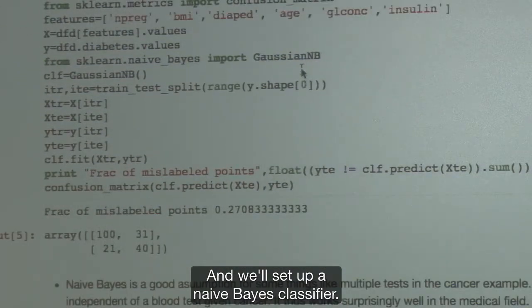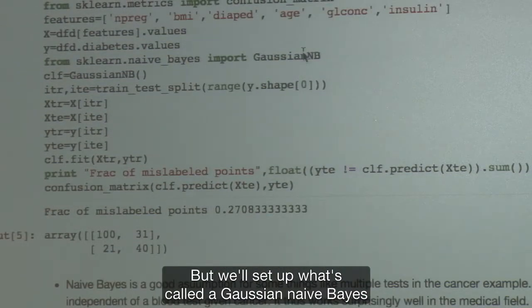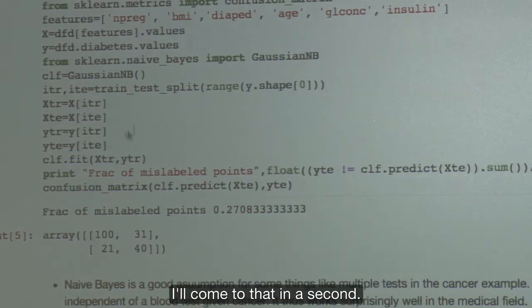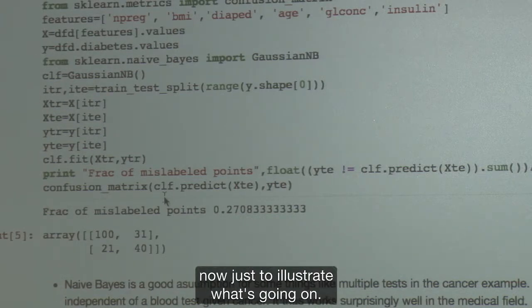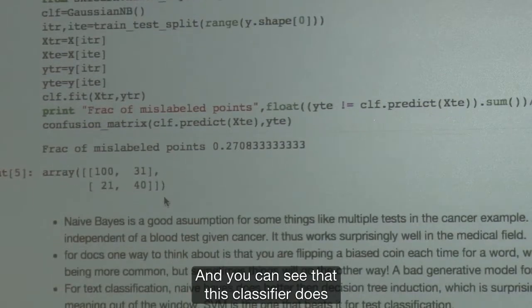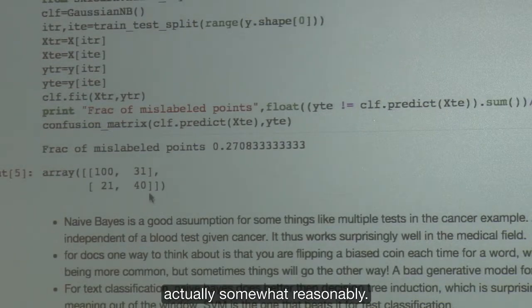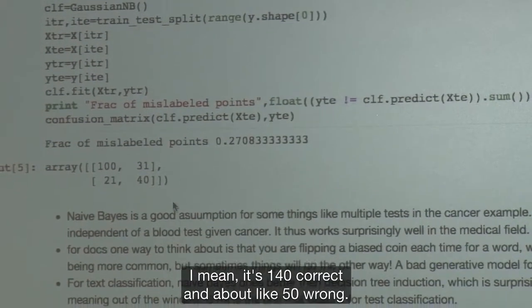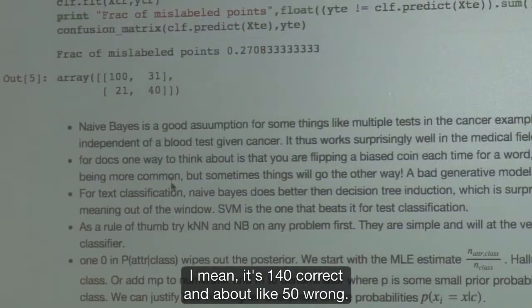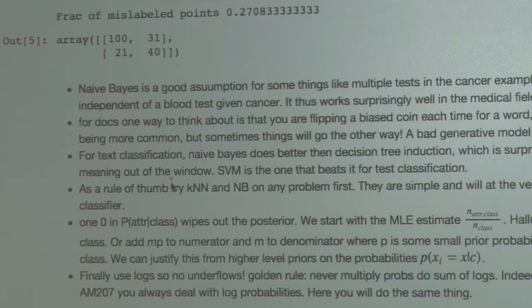We'll set up what's called a Gaussian naive Bayes classifier. I'll come to that in a second. We'll do the train and test split, fit on the training set, and predict on the test set. I'm not doing any cross-validation, I'm not tuning any parameters, I'm doing none of that right now, just to illustrate what's going on. You can see that this classifier does somewhat reasonably. It's not great, with 140 correct and about 50 wrong, but it's a reasonable classifier.